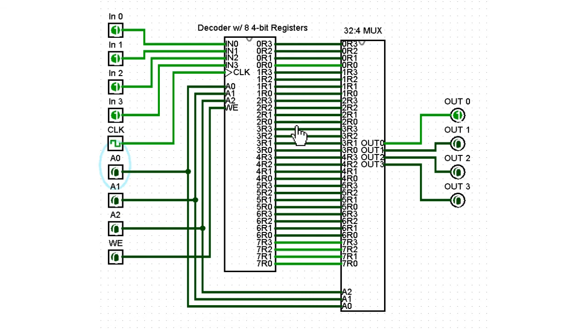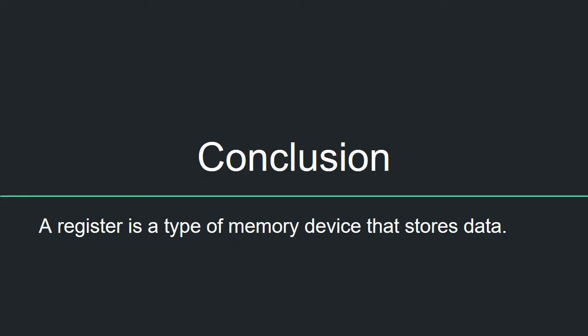And this is overall how a file register works. It is the basic memory unit. With this lab, we were able to create a register file. So a register is a type of memory device that stores data.